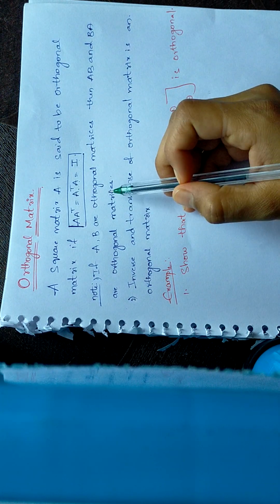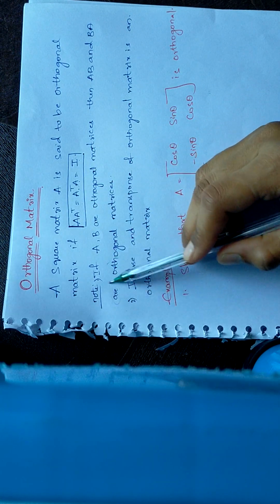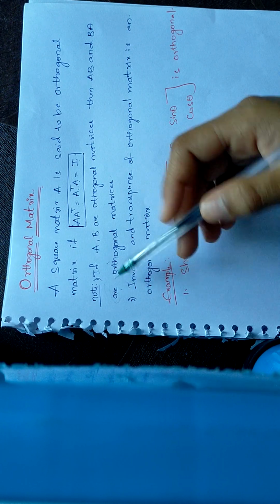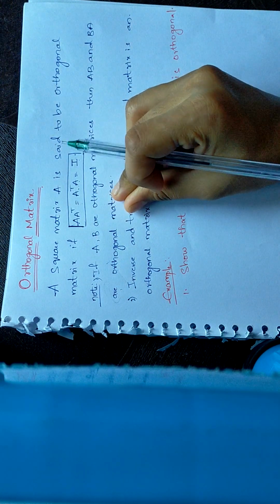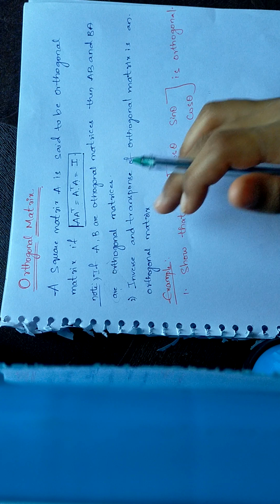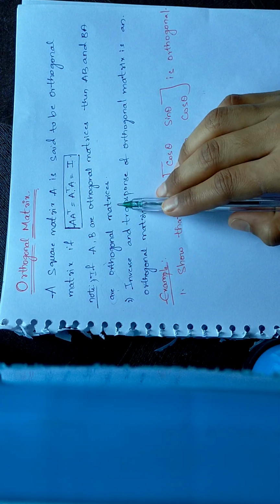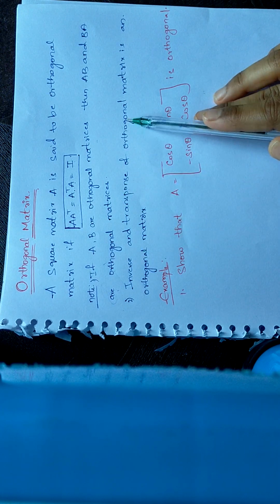So this is an orthogonal matrix, which means this condition should be satisfied. And this is a note. These are like theorems again, or not exactly theorems, but a type of statements which we can use for the problems. Remember these 2 points. If A and B are orthogonal matrices, then AB and BA are orthogonal matrices. The inverse and transpose of an orthogonal matrix is again an orthogonal matrix.